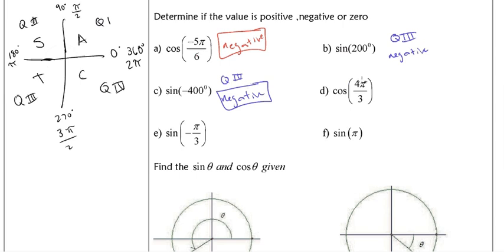D, it says 4 pi over 3, so cosine of 4 pi over 3. That's more than 1 pi, but again, not quite to 3 halves pi. So somewhere in quadrant 3. And in quadrant 3, tangent is positive, so once again, we are negative.